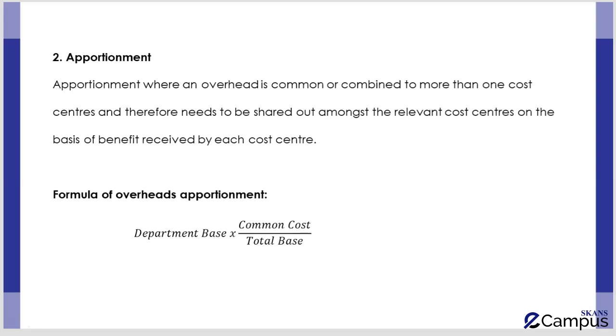We do apportionment for common expenses, meaning the expenses incurred for more than one cost center. Apportionment is where overheads are common or combined to more than one cost center and therefore need to be shared out amongst the relevant cost centers on the basis of benefits received by each cost center. It means we share common cost between different departments, but remember it isn't split equally. It will be shared on the benefits the cost centers have received.